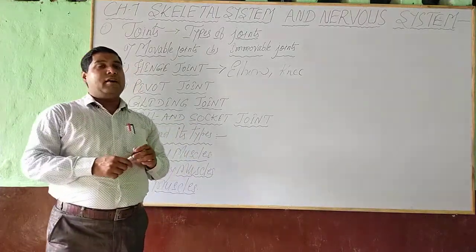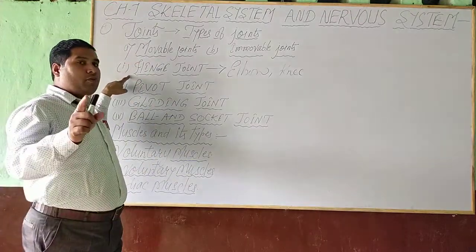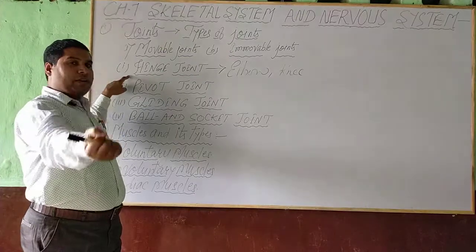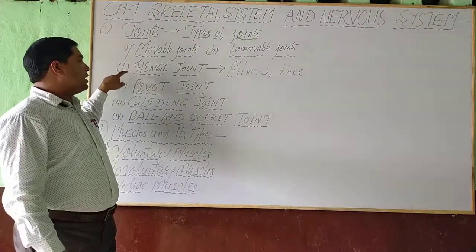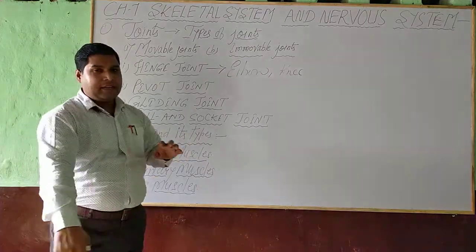So these are the four types of movable joint. Hinge joint, which moves in only one direction, is known as hinge joint, and it is found in the elbow and knee.